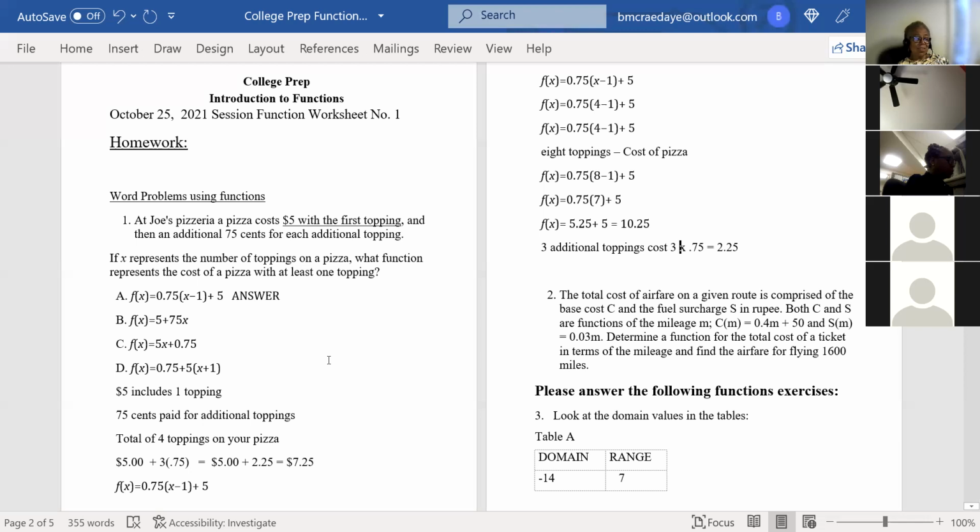Now, if I just asked you the cost and gave you a multiple choice, of course it would be easier, because like you just said, 3 times 75 cents is 2.25, and I add that to my 5. My cost of my pizza is 7.25. If I gave you a series of numbers, you could pick out the number. But I want you to be able to find the function that represents this, because we're doing functions now.